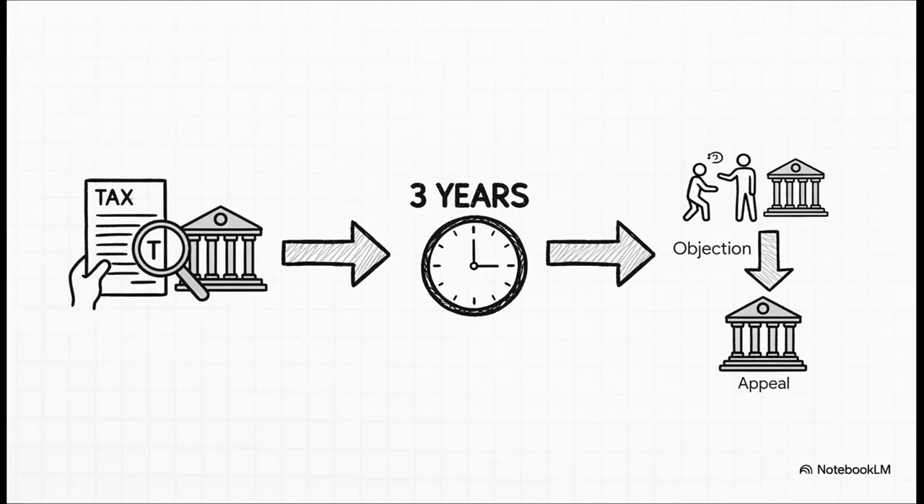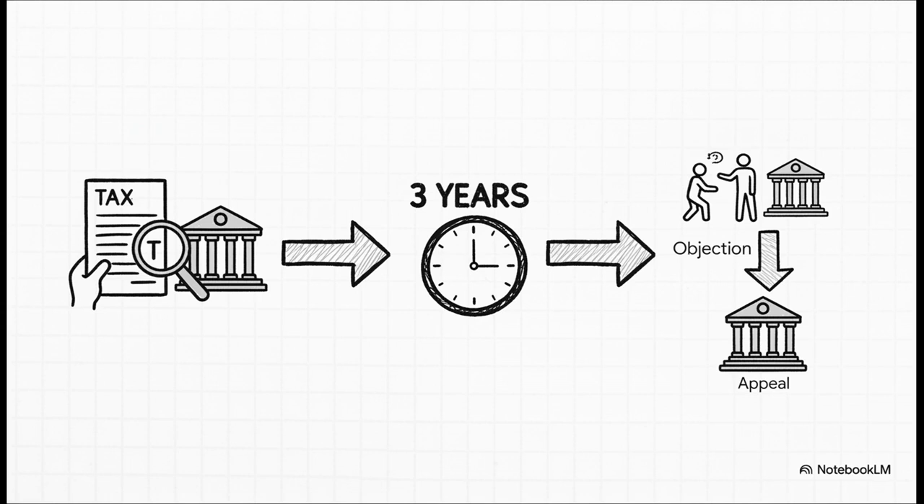So you've filed your return. You're done, right? Well, not necessarily. After you file, the Canada Revenue Agency, the CRA, reviews it and sends you a notice of assessment. Now, they generally have 3 years to look at that return again and maybe change it if they think there was a mistake. That's a reassessment.